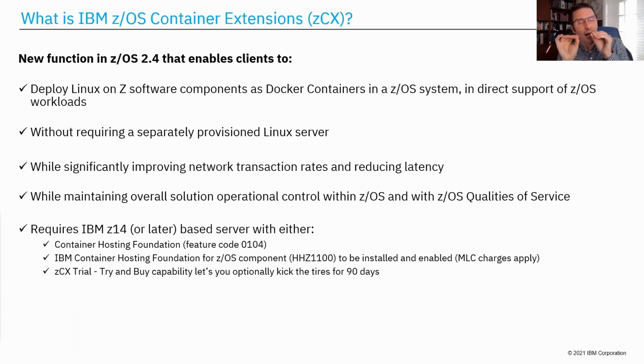So you don't need to provision a separate Linux server when you deploy zCX. Instead, you actually run your Linux application within an address space, and it's very cool. That Linux application doesn't even know it's running on zOS, or for that matter, it might not even know it's running on Z at all. And so this is really great. When I deploy my Linux application, I don't need to provision a Linux server owned by some other group.